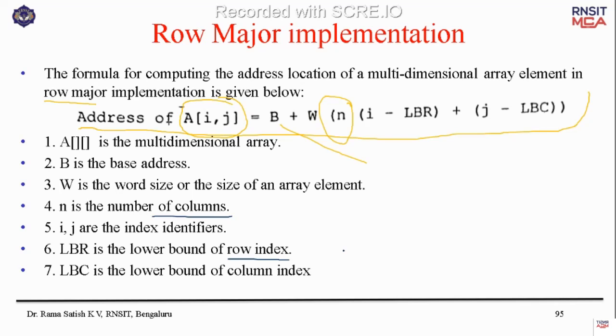Same way, LBC is the lower bound for the column index. The lower bound for the column index is by default 0. If in the question they have given any other lower bound, then you have to consider that.